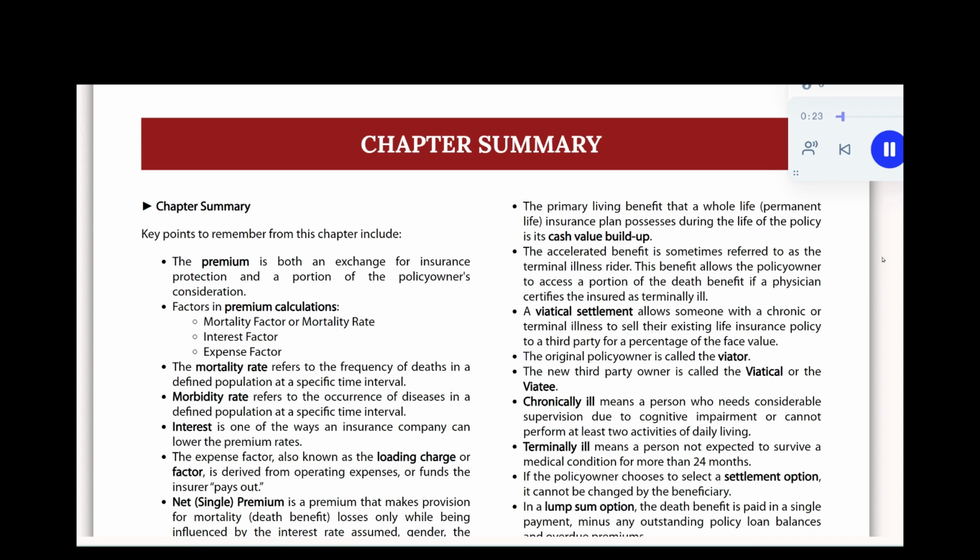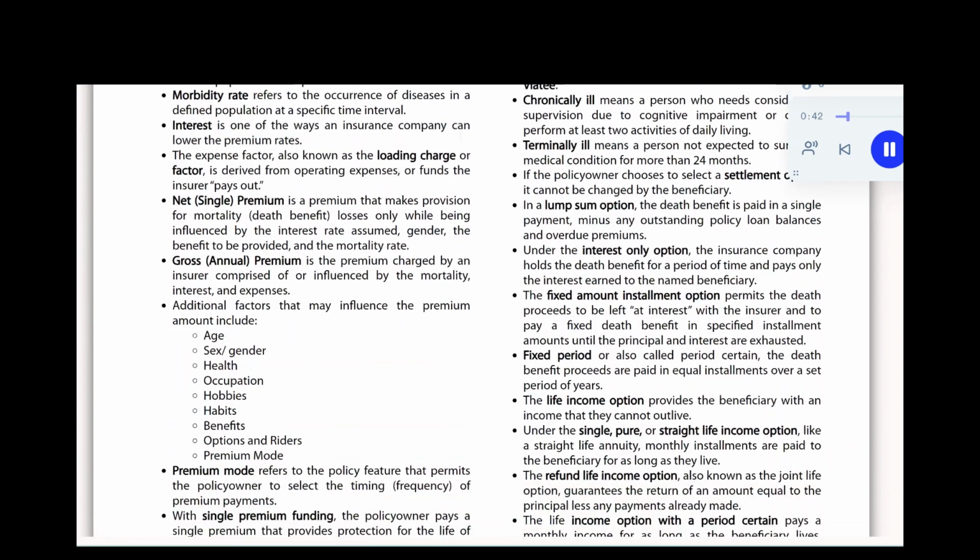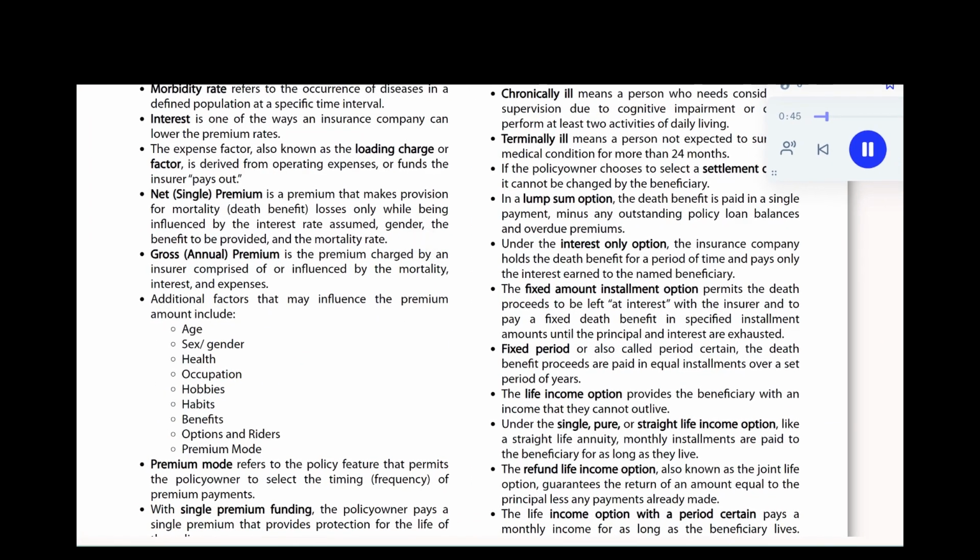Morbidity rate refers to the occurrence of diseases in a defined population at a specific time interval. Interest is one of the ways an insurance company can lower the premium rates. The expense factor, also known as the loading charge or factor, is derived from operating expenses, or funds the insurer pays out. Net single premium is a premium that makes provision for mortality, death benefit, losses only while being influenced by the interest rate assumed, gender, the benefit to be provided, and the mortality rate.